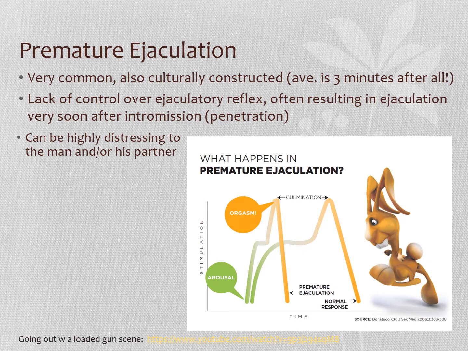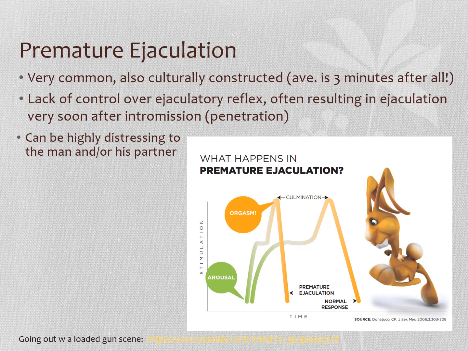And we have to also keep in mind that our idea about what is normal may not necessarily be in line with reality. So the average time from intromission to ejaculation for male-bodied people is about 3 minutes, which is not very long, right? So if you're like, oh, I can only last 5 minutes, well, that's actually longer than average, right?